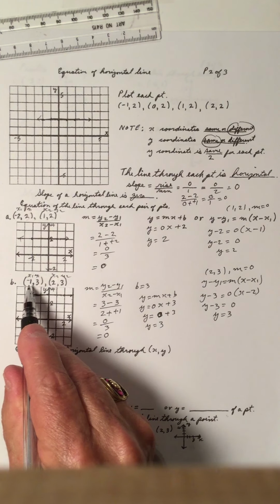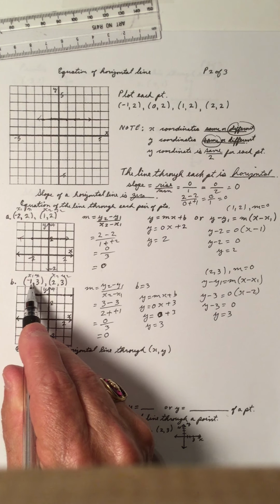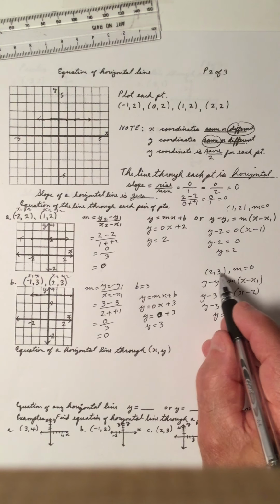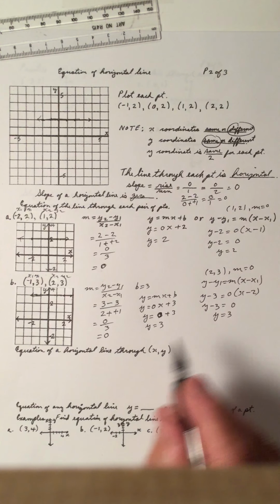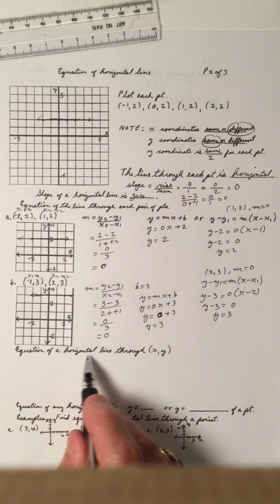Again, I could have used the other point, negative 1, 3, for this point, and I still would have ended up with the same answer. And the equation of a horizontal line through the point x, y.